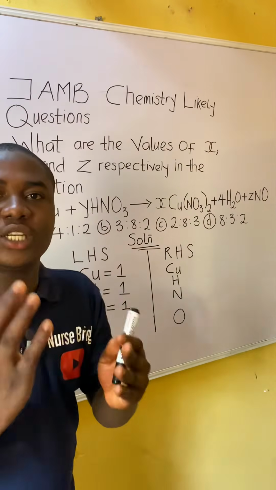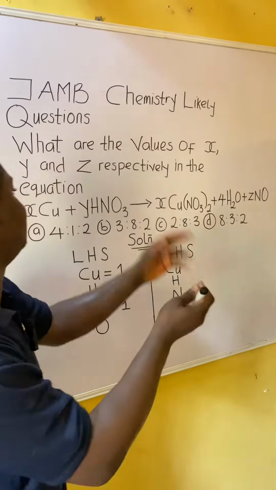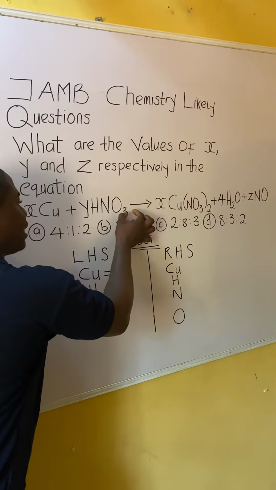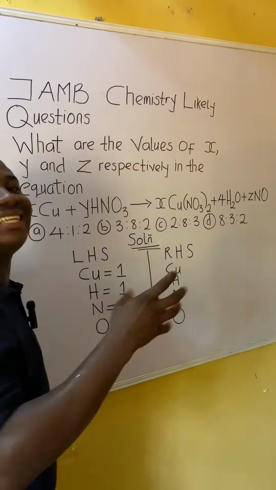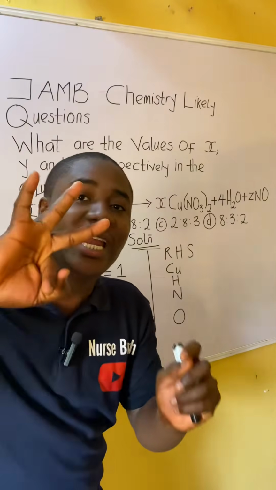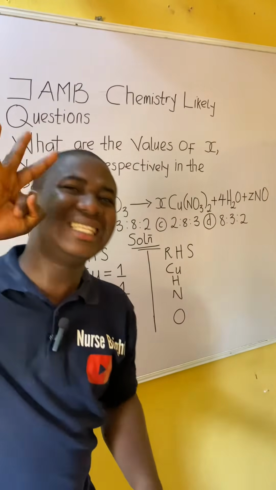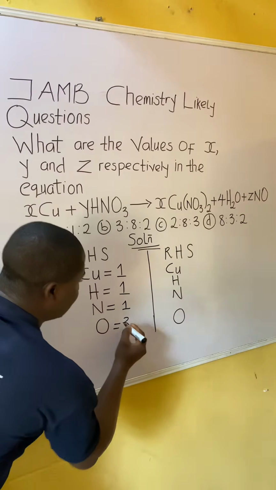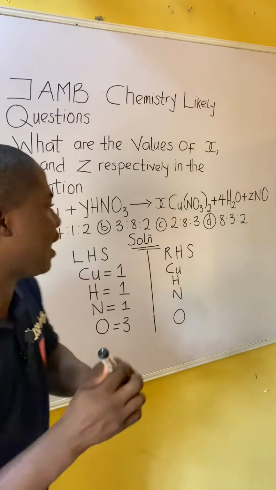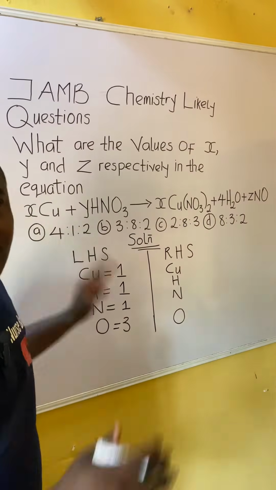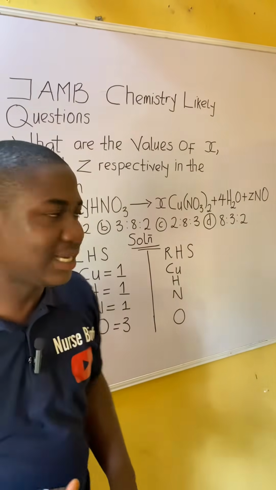How many oxygen atoms can we see on the left? You can see that 3 is standing in front, like you can see 3 beside oxygen. All right, so that tells us that we have 3 oxygen atoms. Are you there? 3 oxygen atoms. So here oxygen becomes 3. Moving further, you can see we've analyzed all the numbers of atoms of the elements on the left. Let's do the same for the right-hand side.